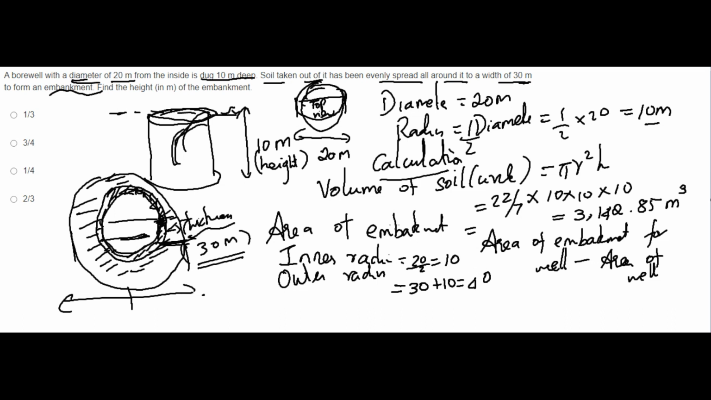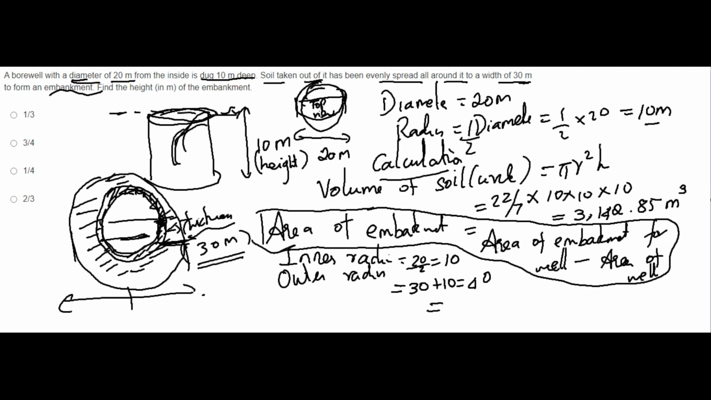Once we make the calculation, we have to use this formula. How do we calculate the area of the embankment? The formula is pi r square. Area of a cylinder or circle is equal to pi r square; pi r square h gives the volume. So you take the area of the embankment of the well. That means 22 by 7, taking the total well.